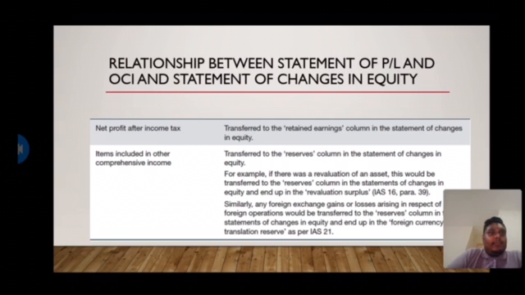Similarly, any foreign exchange gain or loss arising in respect of a foreign operation would be transferred to the reserve column in the statement of changes in equity and end up in the foreign currency translation reserve as per IAS 21. That's all for me. Thank you.